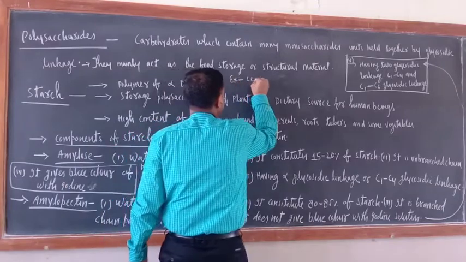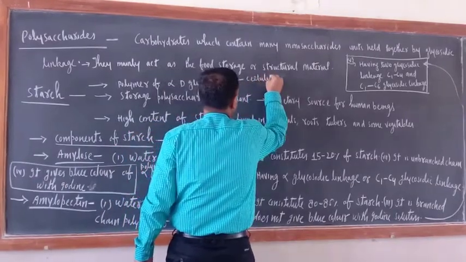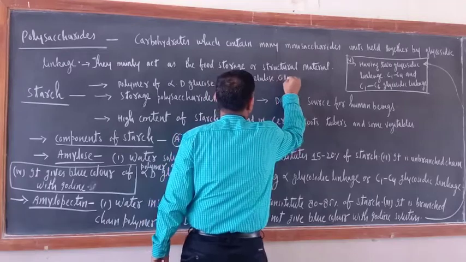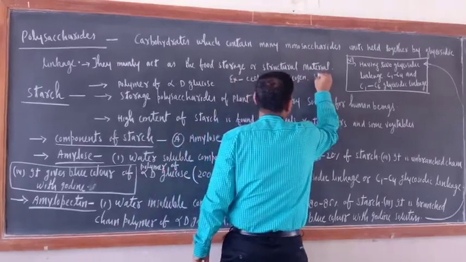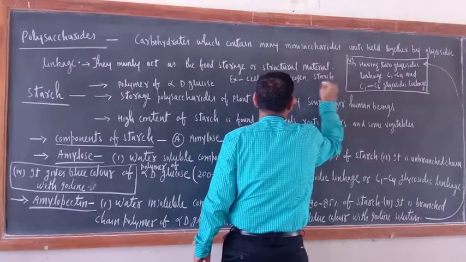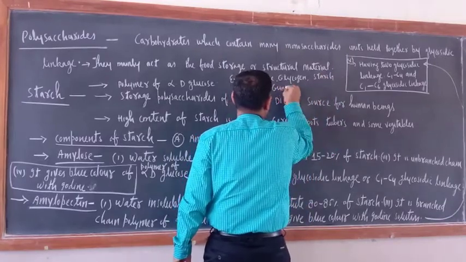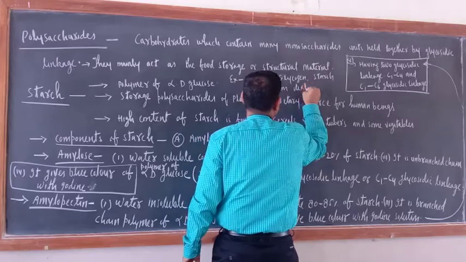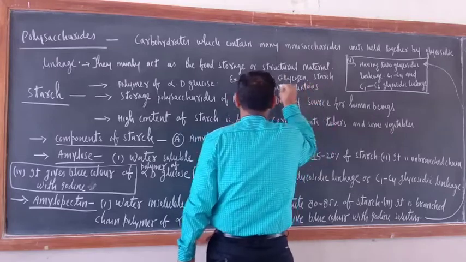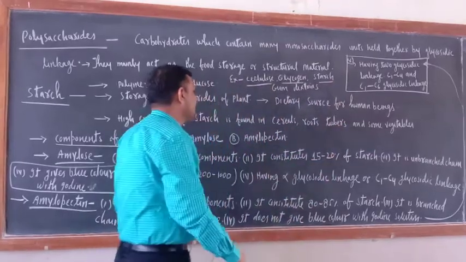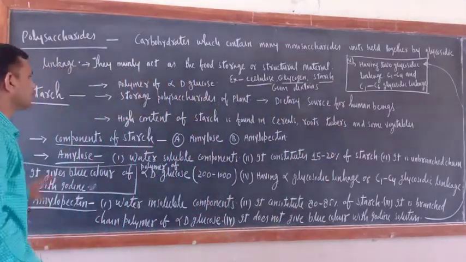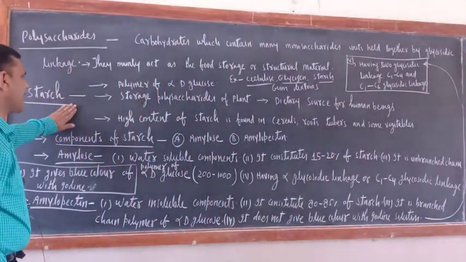Examples are cellulose, glycogen, starch, gum, dextrins. Basically, in your syllabus cellulose, glycogen and starch have been given. So the first one I will teach is starch.